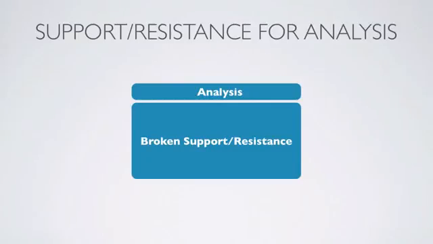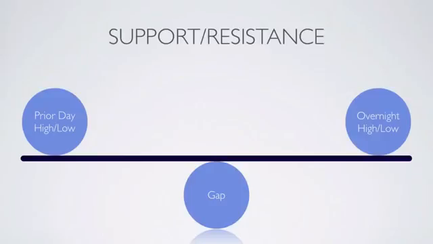Now support resistance can also be used for analysis, and that is if price has broken support resistance, it can often create a trend change. And I will also show you how we use support resistance intraday to give us a bias. Now there's three different support resistance intraday we look at. There's the prior day high low, there's the overnight high low, and then there's gap support resistance. I'll show you all these three and how we use it.